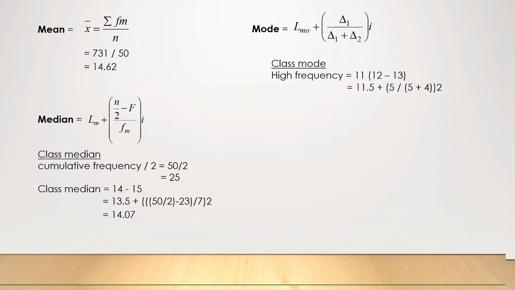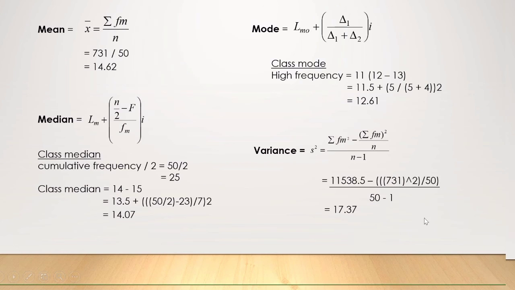So the lower boundary 11.5 plus 5, the difference between the frequency of the class mode and before the class mode, divided by 5 plus the difference between the frequency of the class mode and after the class mode, multiplied with 2. The answer is 12.61.